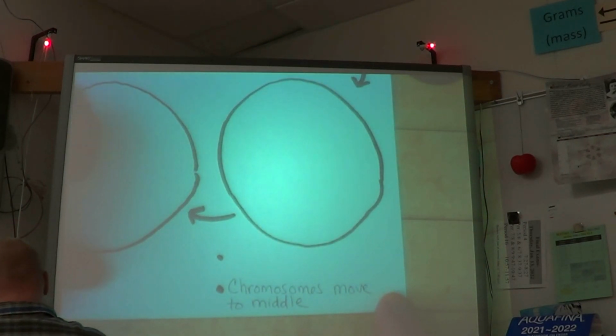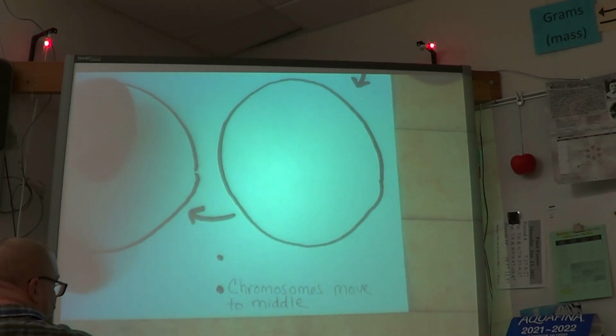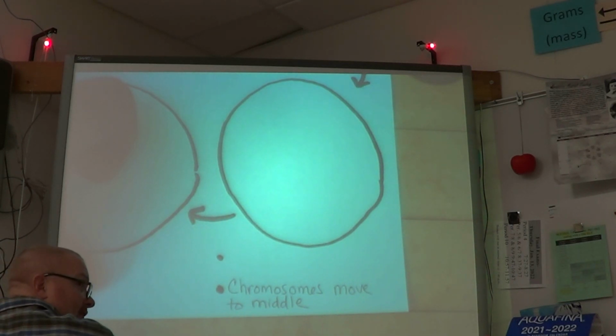The spindle fibers, right? So the chromosomes move to the middle, and the spindle fibers pull on the chromosomes, line up the chromosomes, move the chromosomes to the middle. What should we write, Mr. DeBoer? Chromosomes, spindle fibers. Align. Spindle fibers pull on. Align the chromosome.